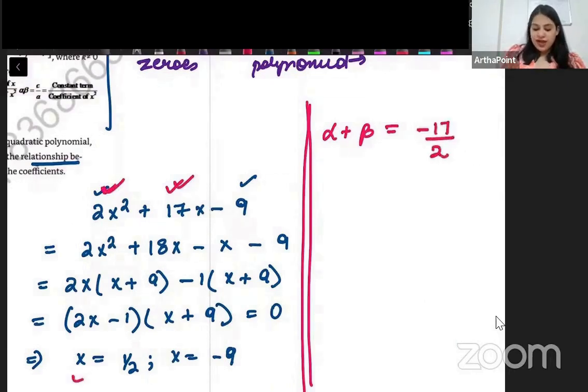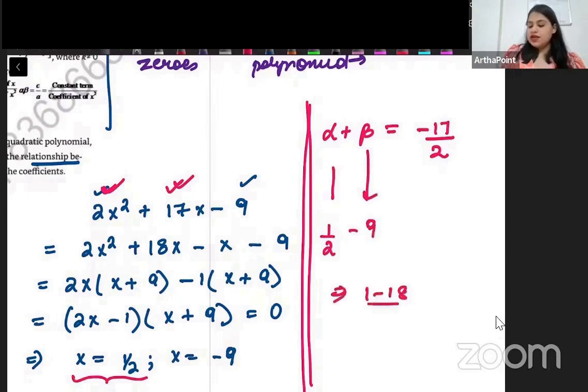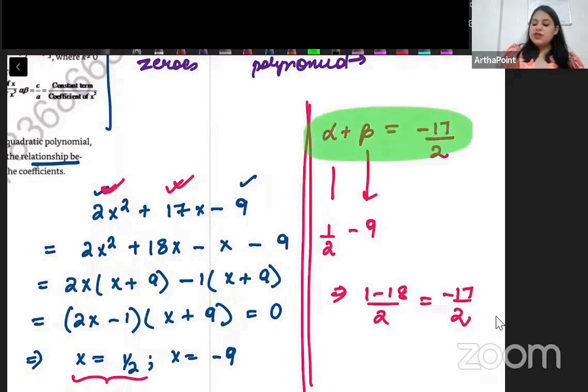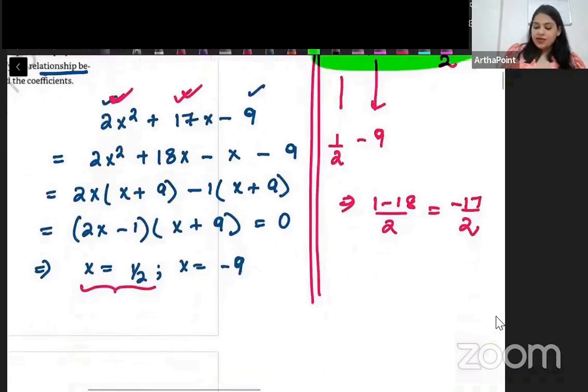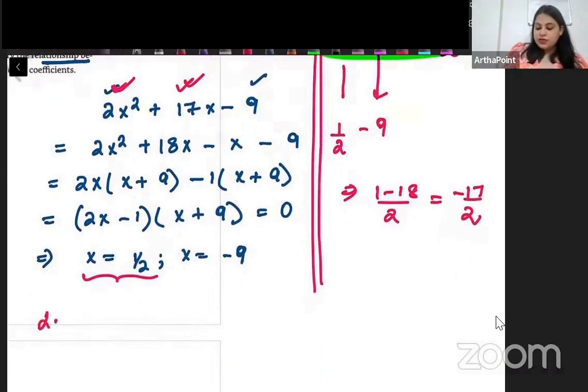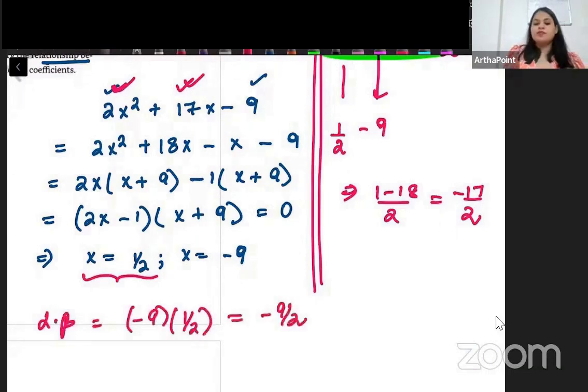Beta, what is alpha? Half. What is beta? Minus 9. So this will be 1 minus 18 by 2, minus 17 by 2. So we have verified that alpha plus beta is coming same as minus b by a. Beta, what will be alpha into beta? It will be minus 9 into half. That will be minus 9 by 2.